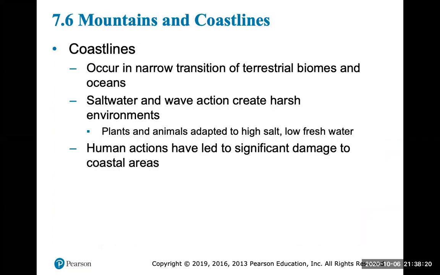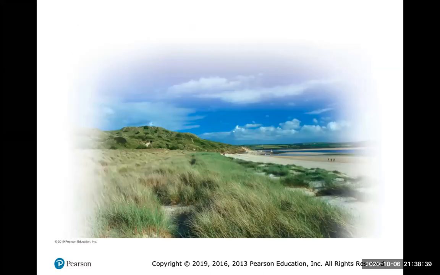Coastlines occur in narrow transition of a terrestrial biome and an ocean. The saltwater and wave action create harsh environments on coastlines. So plants and animals have to be adaptable to a high salt, low freshwater environment. Human actions, especially pollution, have greatly led to significant damage in coastlines. Not many shrubs can withstand these harsh conditions, just mainly shrubs and a lot of sand.